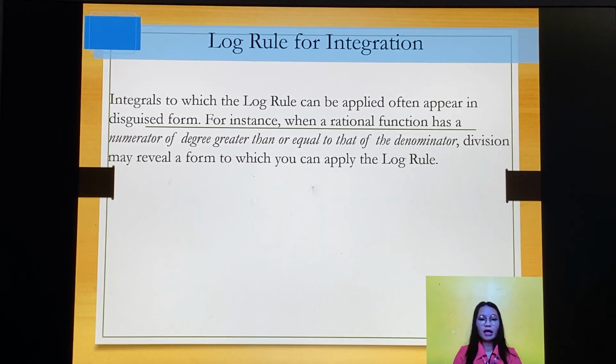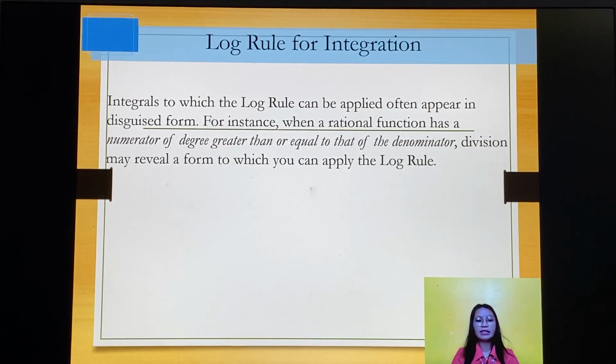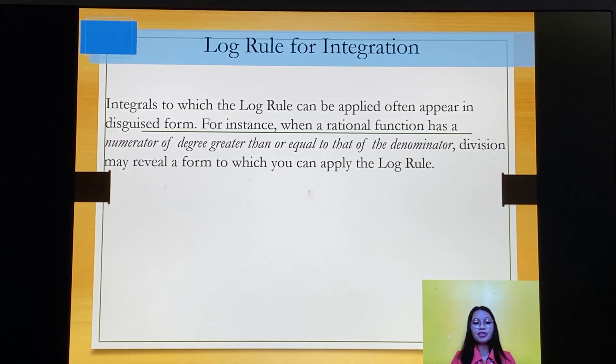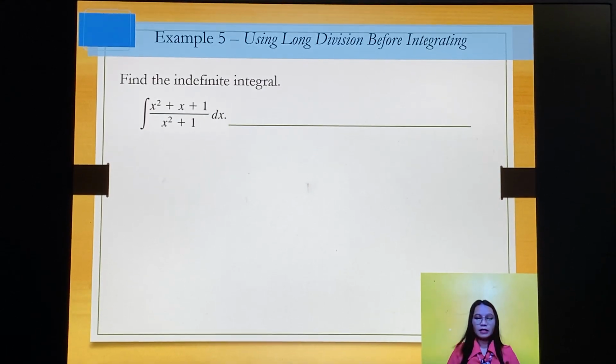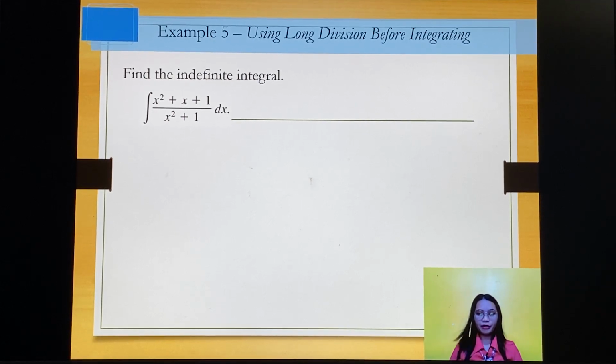Integrals to which the log rule can be applied often appear in disguised form. For instance, when a rational function has a numerator of degree greater than or equal to that of the denominator, division may reveal a form to which you can apply the log rule. So we have another example here using long division before integrating.